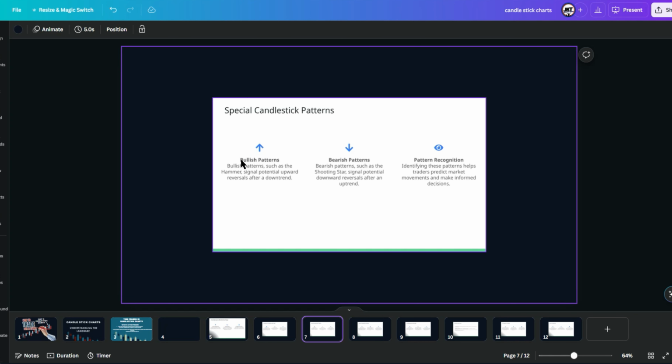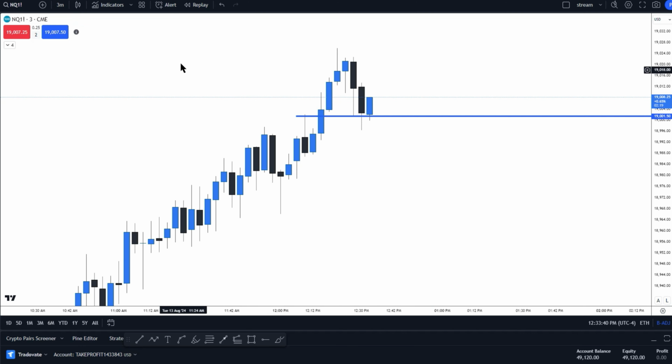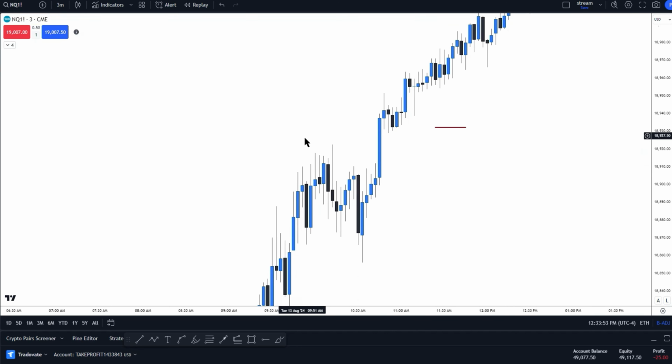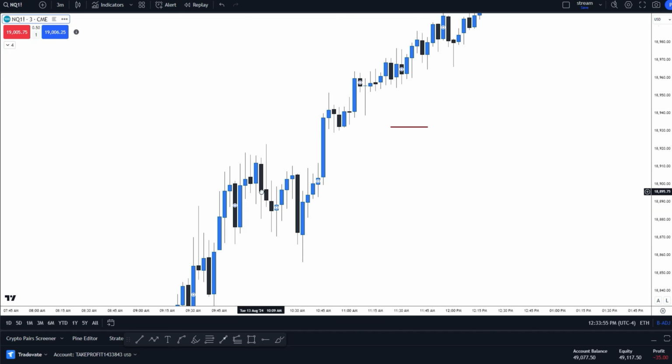All right. So let's get into special candlestick patterns. We have bullish patterns such as the hammer, which signal potential upward reversals after a downtrend. Bearish patterns, same thing. So pattern recognition. What that was referring to is that when a reversal is about to happen, you'll get a specific kind of candle that repeats over and over again.